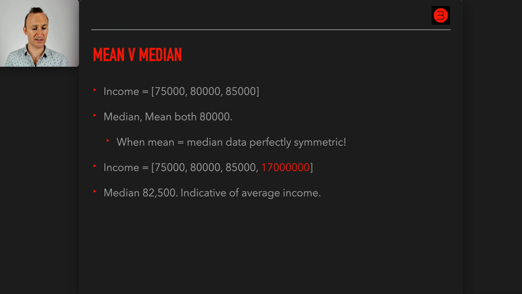So this is indicative of the average income, right? People make on average about 82,500. But the mean is 4,310,000. Okay? Clearly, this is not indicative of the average income. Whenever you are looking at income, you should be looking at median income. Okay, note that.